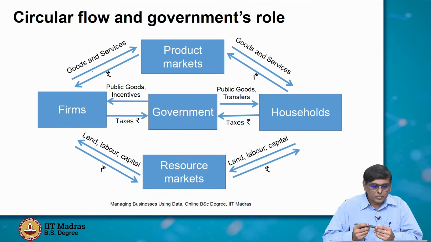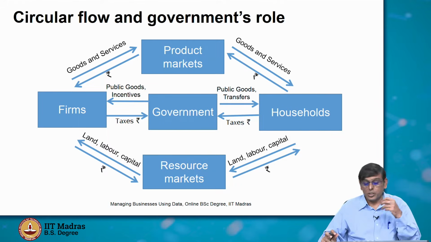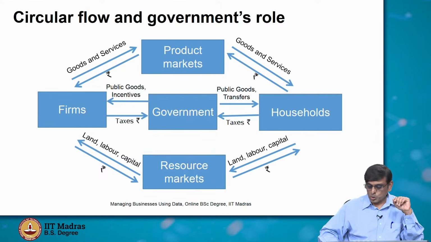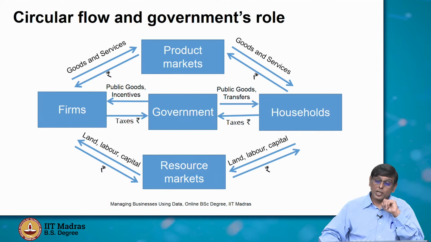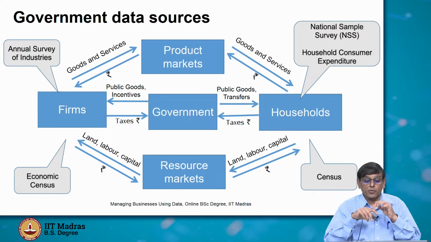Now, where exactly does data come into this, right? Where do you get data from? So, the first place to look, we said also that the government has a role to play in all this because they collect taxes and provide some public goods and incentives or transfers and so on. But the government also has a much bigger role to play, which is in terms of gathering data. Okay, so government provides information. This is a very, very important role of the government. So let's look at some basic sources of data that come from the government.